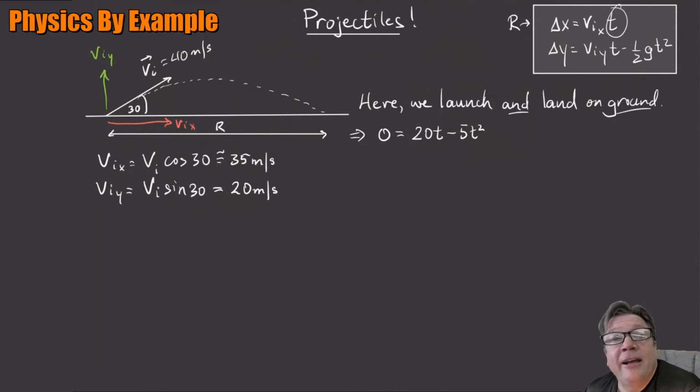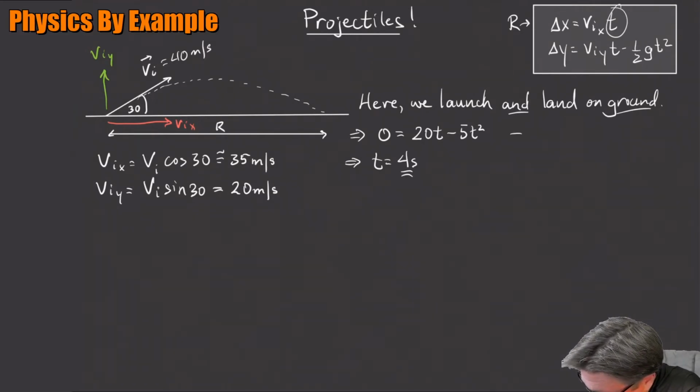I can divide out one of the t's because I know that one of the times when it's on the ground is when I launch, but I want a time other than 0. So I'm going to cancel out one of those t's, and what you're going to get is that t is 4 seconds. All right. Cool. So I'm kind of done, right? I can figure it out.